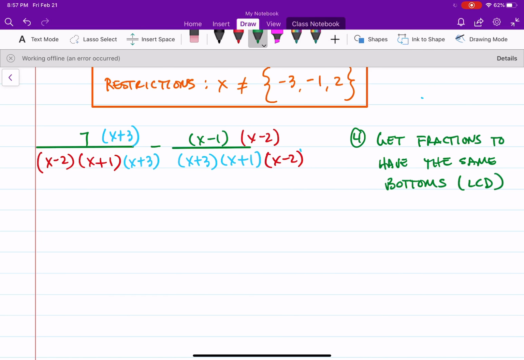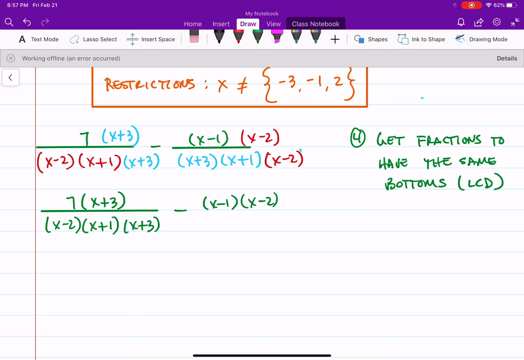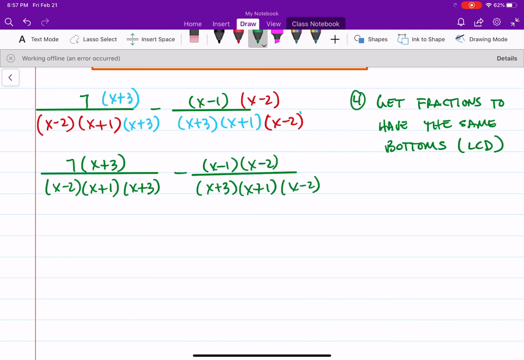All right, so what do I have on top? I have 7 times x plus 3 over x minus 2, x plus 1, x plus 3, minus x minus 1, x minus 2, over x plus 3, x plus 1, x minus 2. So we notice the bottoms are all the same.